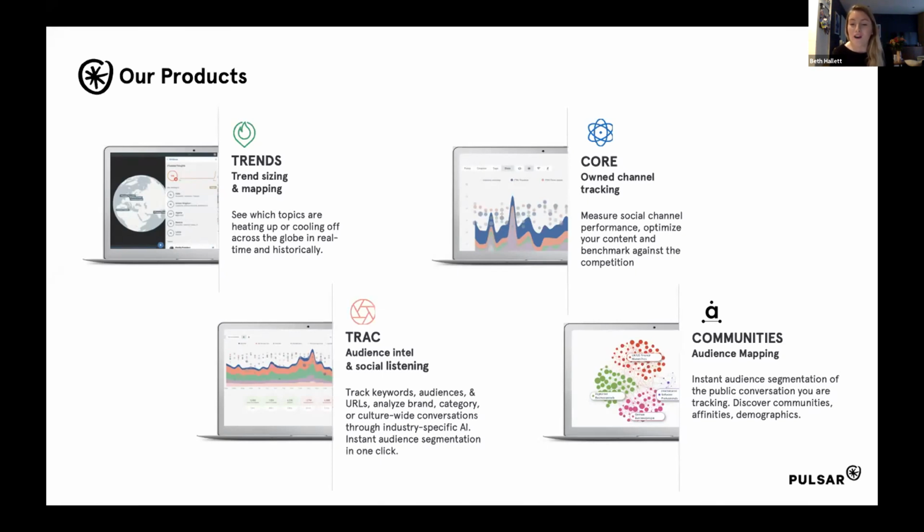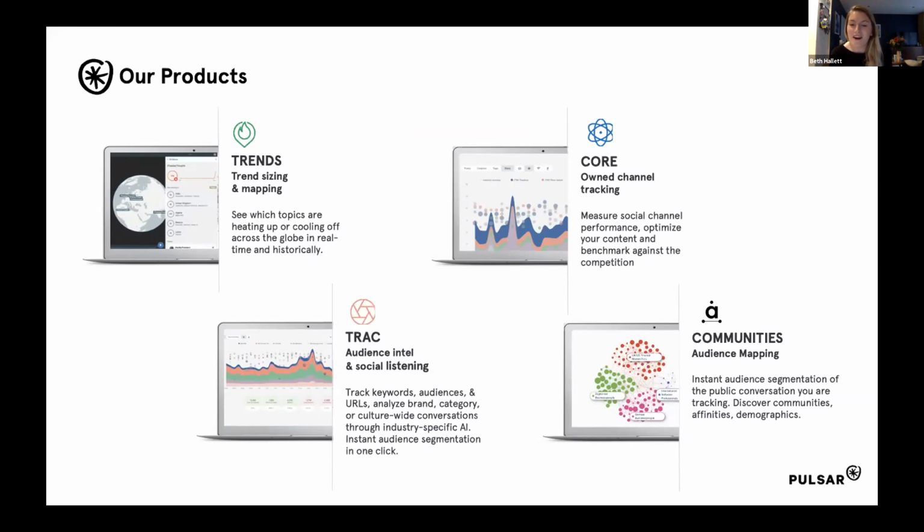We then have our communities integration with audience, and communities allows you to do audience segmentation. So you can take an online audience, and what it will then do is break it down into unique tribes of people so that you can understand specific communities, the affinities that they have, demographics, and use this information to really target and understand the unique tribes of people that you're trying to reach.